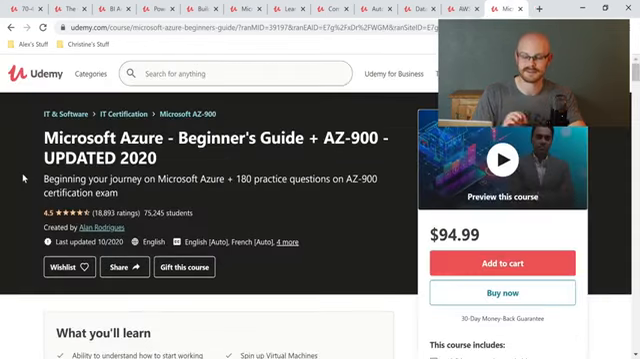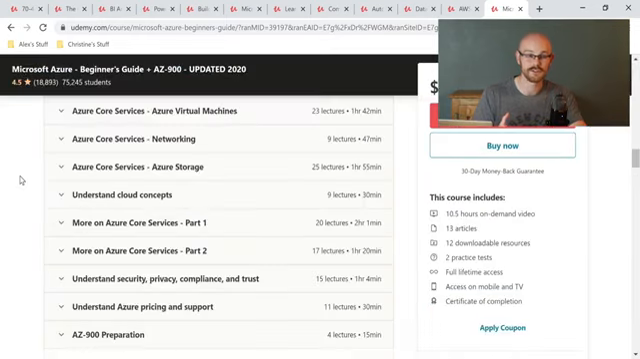The second bonus course is Microsoft Azure Beginner's Guide plus AZ900, updated 2020. AZ900 is the actual certification exam that you can take if you want to become certified in Azure. So let's look at some of the things that you're going to learn in this course. You're going to learn things like Azure Virtual Machines, Azure Data Storage, and then you're going to go into a lot more of the products that you'll actually use as a data analyst. Things like Databricks, Azure Data Factory, and Azure SQL Server. And this kind of gives you just a brief overview of how they were used and how you will use them as a data analyst.